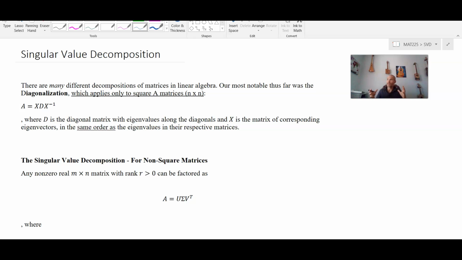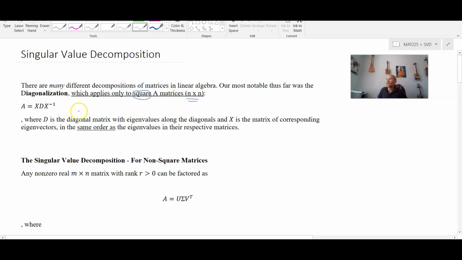Now that we have some bits and pieces of how we work with symmetric orthonormal matrices, we're ready to go to the next step of image compression, which involves something known as the singular value decomposition. Now, we've already encountered one decomposition before, when we dealt with the diagonalization theorem, which applies only to square matrices. By square, we mean n by n.